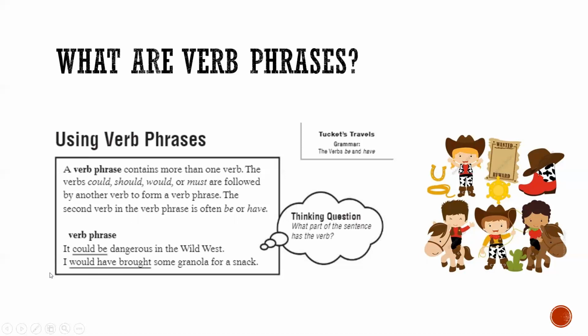Same with the second example. I would have brought some granola for a snack. You have the verb phrase would have brought. So you have three verbs in here, composed of would and have, which are helping verbs, and brought, which is your main verb or the action verb in your statement. Okay, so I hope that you got that.